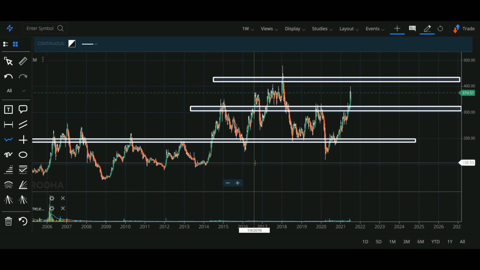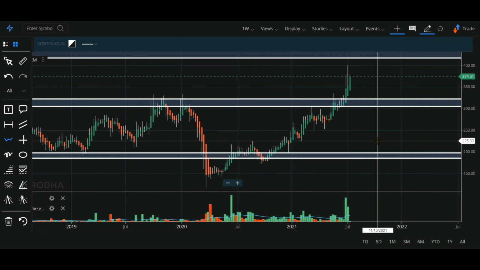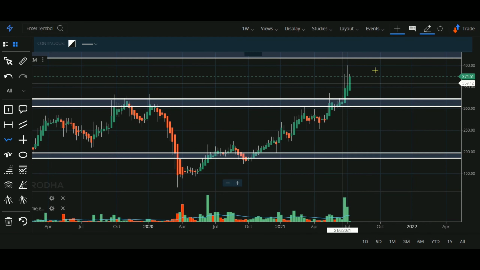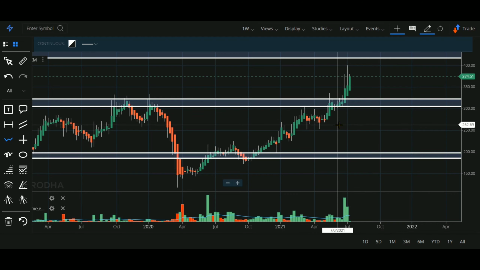It has been respecting these zones over the years. And let me just look at the current scenario. So currently the stock is in an uptrend, and historically, if I say in last 5 years, it has given 23% of returns. In last 2 years, it was 56. In last 1 year, it was 90%. In last 6 months, it was 47%. In last 3 months, it was 37%. In last month, it was 19%. And in last week, it was 0.08%, and so on.